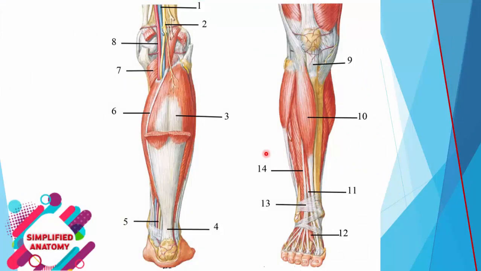The next diagram shows the compartments of the leg. This is an anterior view to see the anterior compartment and part of the lateral compartment. And this diagram shows a posterior view of the leg. Number 1, this vein is popliteal vein. This artery is popliteal artery. Number 2, this nerve is called tibial nerve and this nerve is called common peroneal nerve.